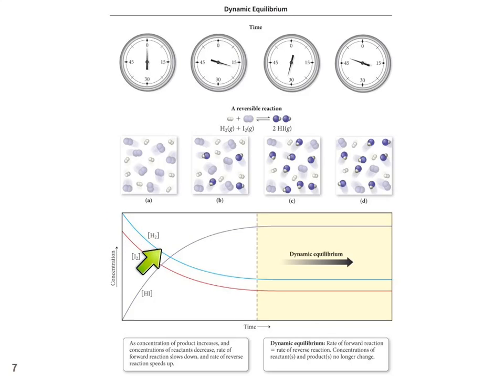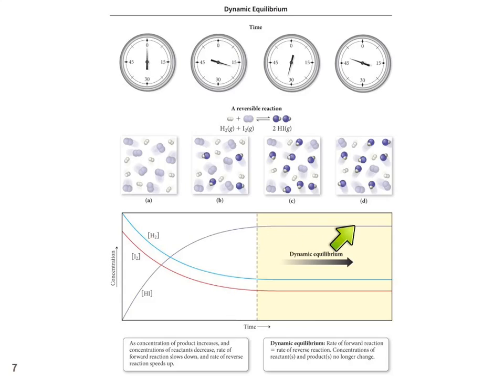The hydrogen concentration is going down. The iodine concentration is going down. That means the rate of that forward reaction is slowing down. The HI concentration, though, is increasing. So the rate of the reverse reaction is speeding up and going faster. And as time goes on, these curves are going to flatten out, and we're going to get to this point where the equilibrium is established.